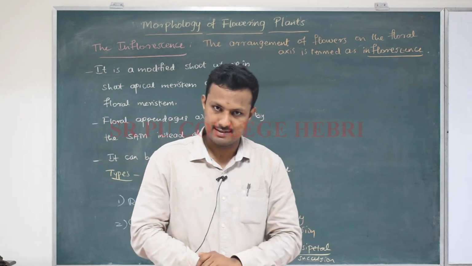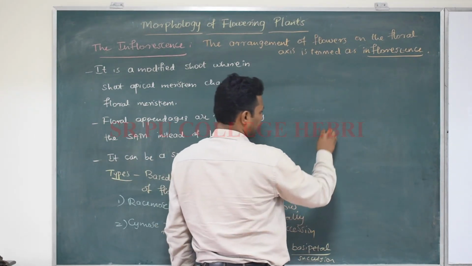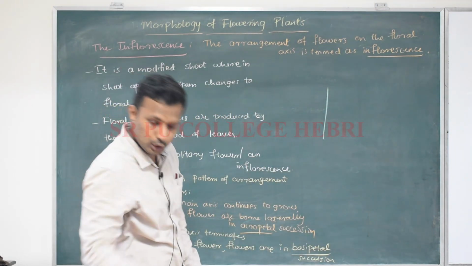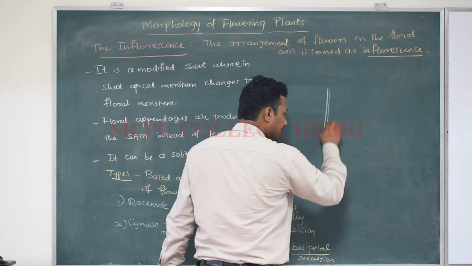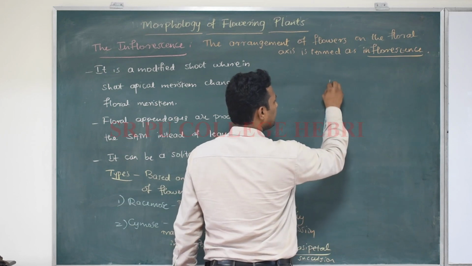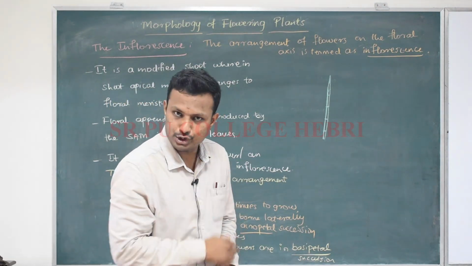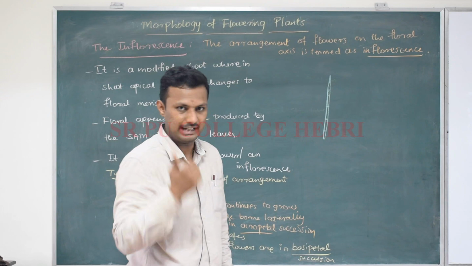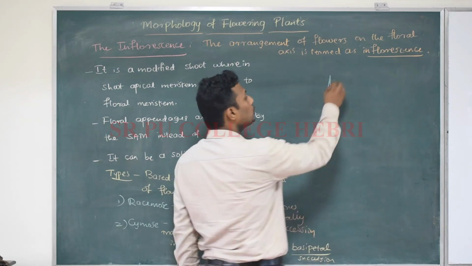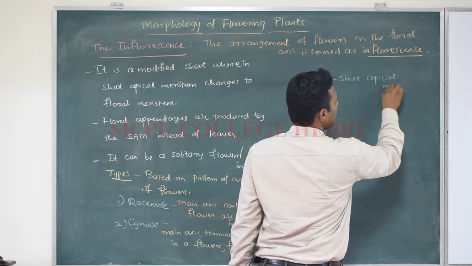Then, what is the floral axis? You know the main axis of the shoot is called the stem. The stem has different parts such as the nodes and internodes, and there will be the tip of the stem, and at the tip there is a type of meristematic tissue. I told you in the last class that the young cells situated in the tip are called the shoot apical meristem. So this is what is called the shoot apical meristem, right?